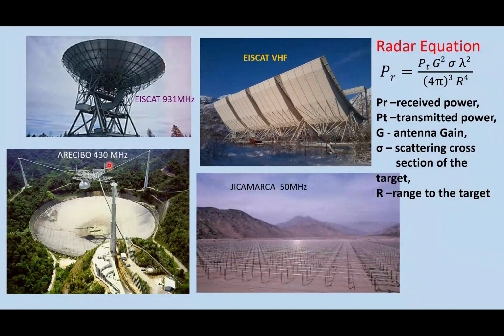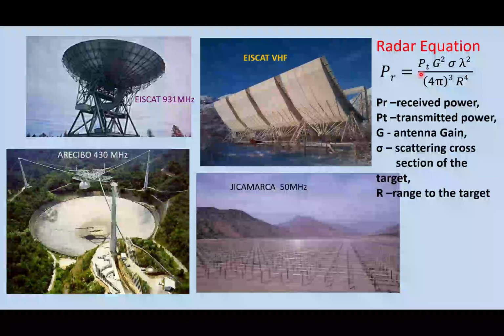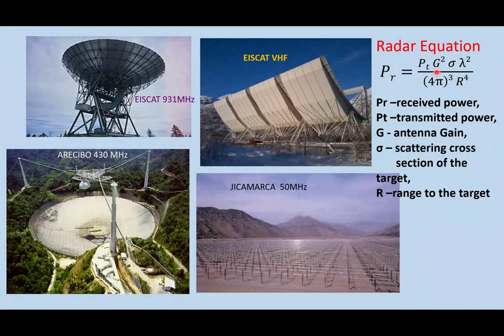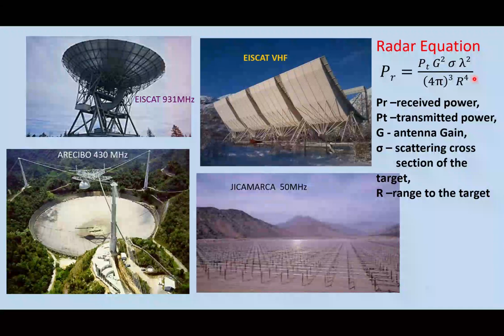So this is governed by the radar equation. The received power, which is very small, PR, is equal to the transmitted power, PT, into G, the gain of the antenna, squared, times the scattering cross-section of the target. If it is the ionosphere, it is the free electrons there which are the target. Then the wavelength lambda squared, and then 4 pi cubed, and then this is very important, the range R, that is the distance from the transmitter to the target, to the power 4. So it is inversely proportional to range to the power 4.